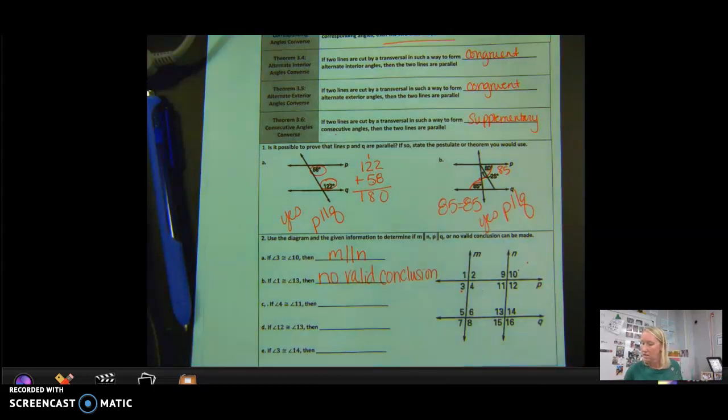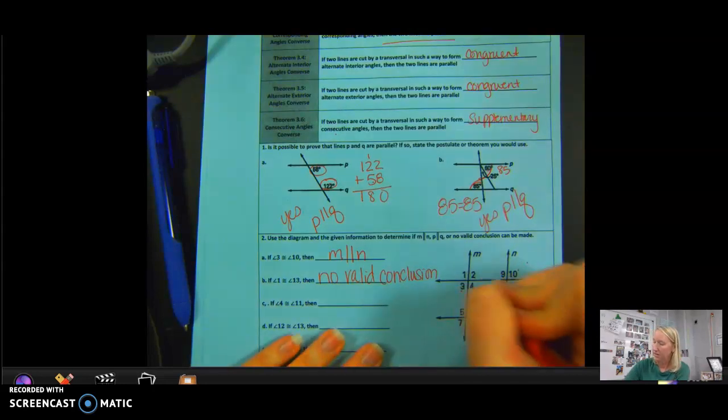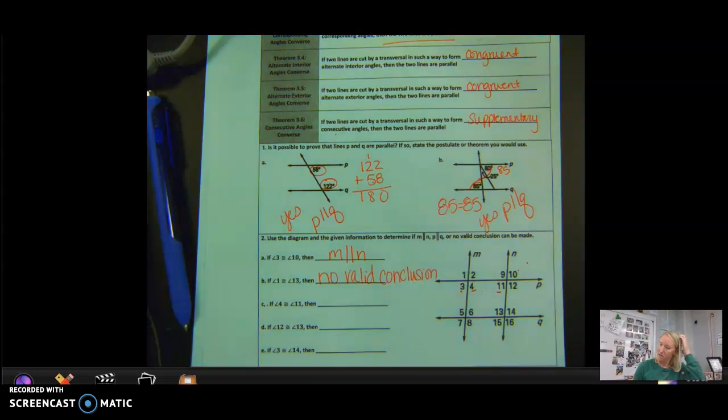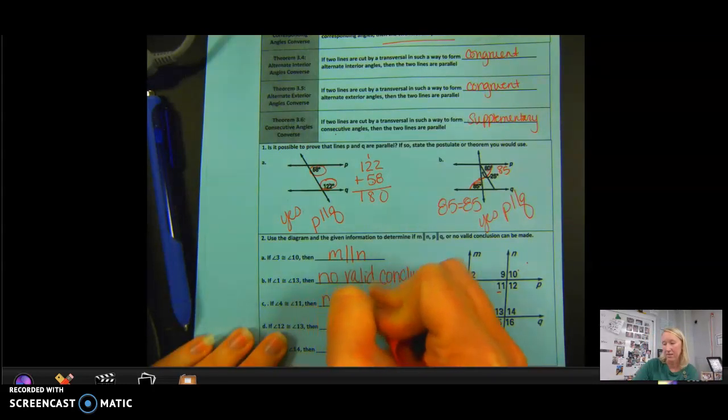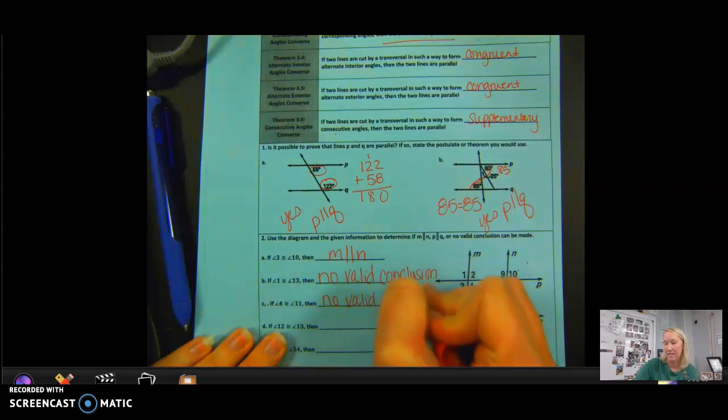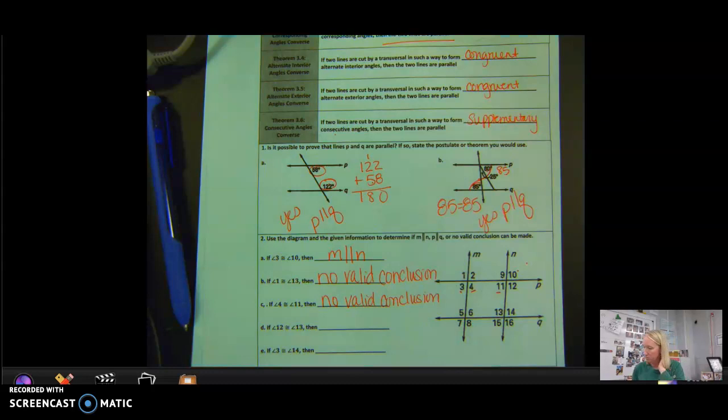4 is congruent to 11. So this angle and this angle. So here's the thing. 4 is congruent to 11. 4 and 11 are consecutive interior angles. Consecutive interior angles are supposed to add up to 180. So if they're congruent to one another, the only time they would be congruent to one another and add up to 180 would be if they're 90 degrees. So I cannot make a valid conclusion because there's not enough information there. We would want that to say that they are supplementary.